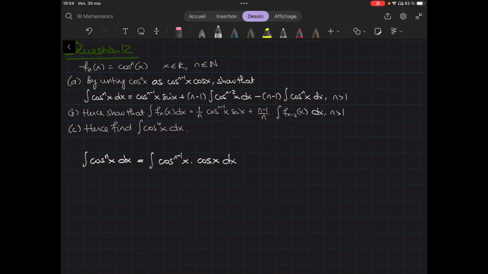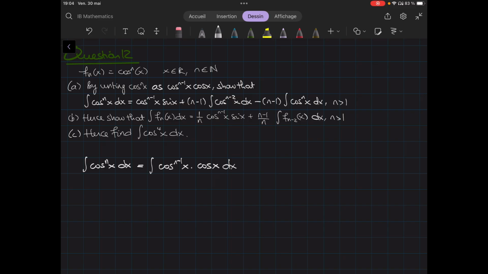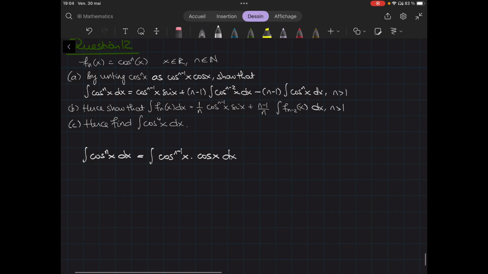We are finally here with the last question of the exam, the one that stirred a lot of controversy. So, let's have a look at this nasty question, shall we? We're given a family of functions, f_n of x equals cos to the n of x, and then we're asked to derive a reduction formula before using it to find the integral of cos to the 4 of x. So, let's take their hints.